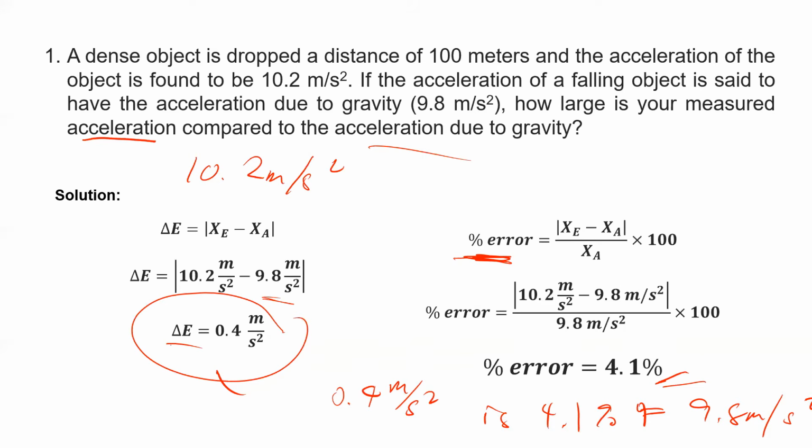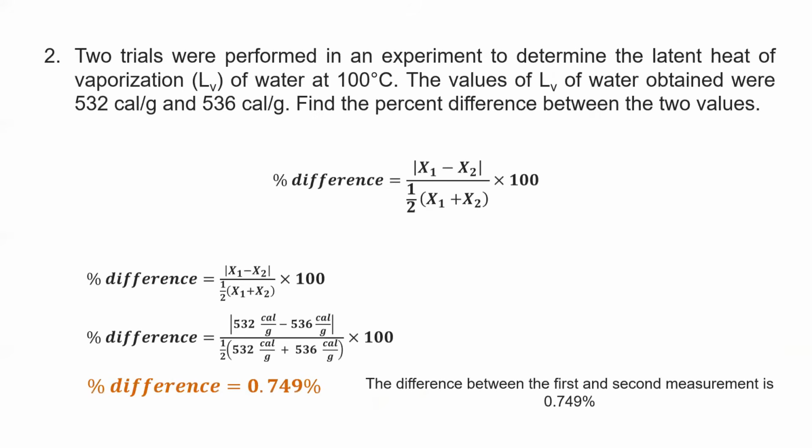So this is how large our error is: 4.1% of the true value. Okay, so to answer number 2, we would like to compare two latent heats of vaporization of water. Using percent difference, so that's our equation, we just substitute. So we'll get this value.